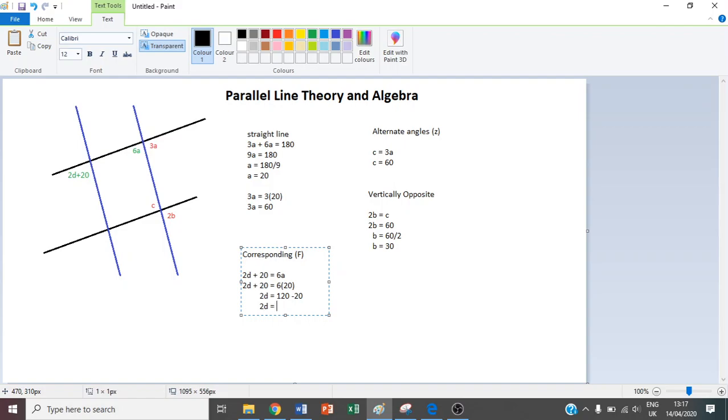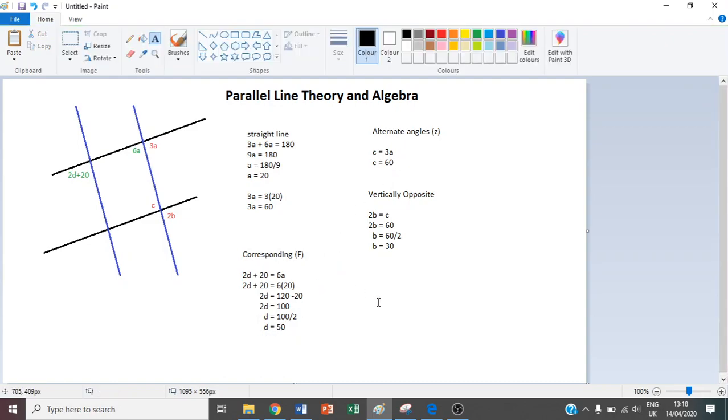2D equals 100, which means D on its own, getting rid of that 2, D equals 100, and it was multiplied, so I need to divide by 2. D must be equal to 50. D equals 50. Okay. So I've got A is 20, I've got B is 30, I've got C is 60, and I've got D is 50. And that's it, that's me done.